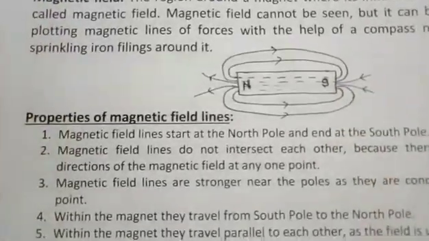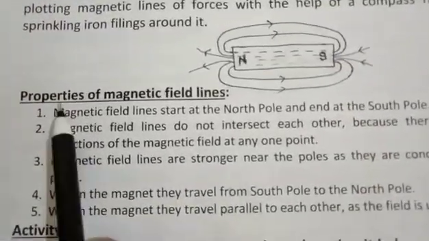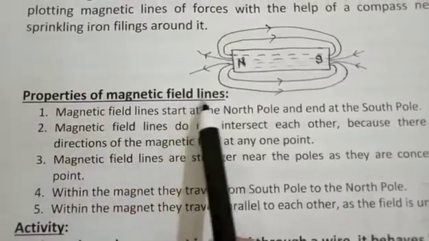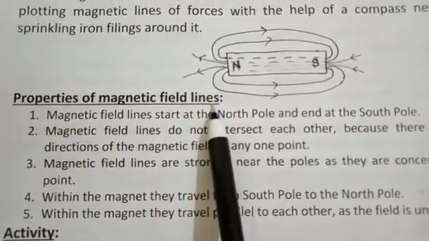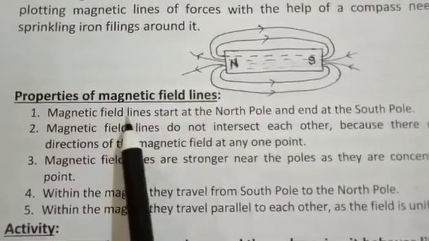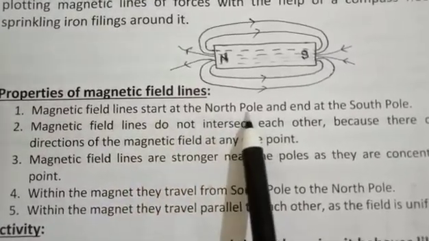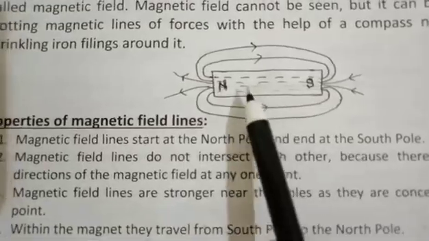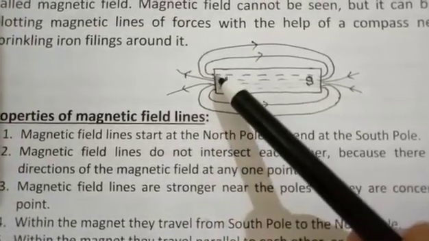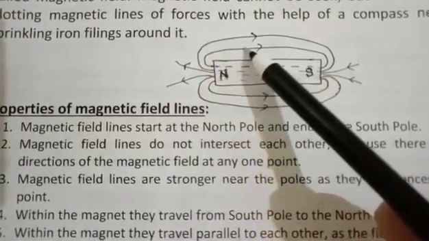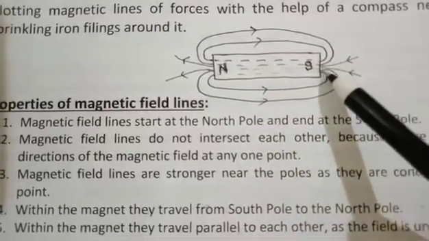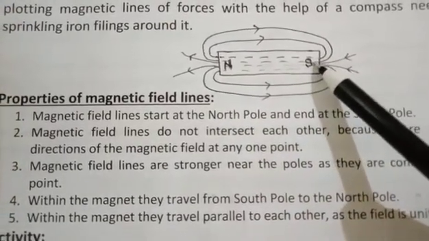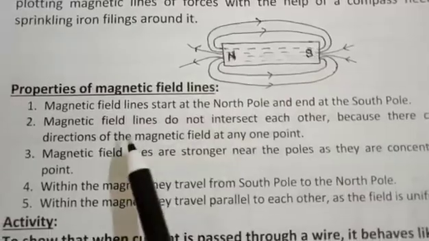Now moving forward, I have the next part, properties of magnetic field lines. We have the first property: magnetic field lines start at north pole and end at south pole. If you look at the diagram here, they are starting from the north pole and they are ending at the south pole. That is point number 1.